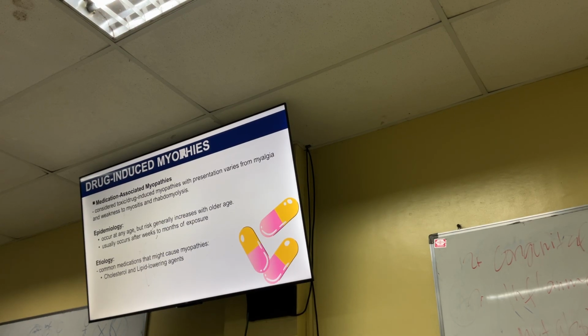And medication-associated myopathies are considered drug or toxic-induced myopathies with manifestations of muscle pain and weakness. Common medications that might cause myopathies are cholesterol and lipid-lowering agents.